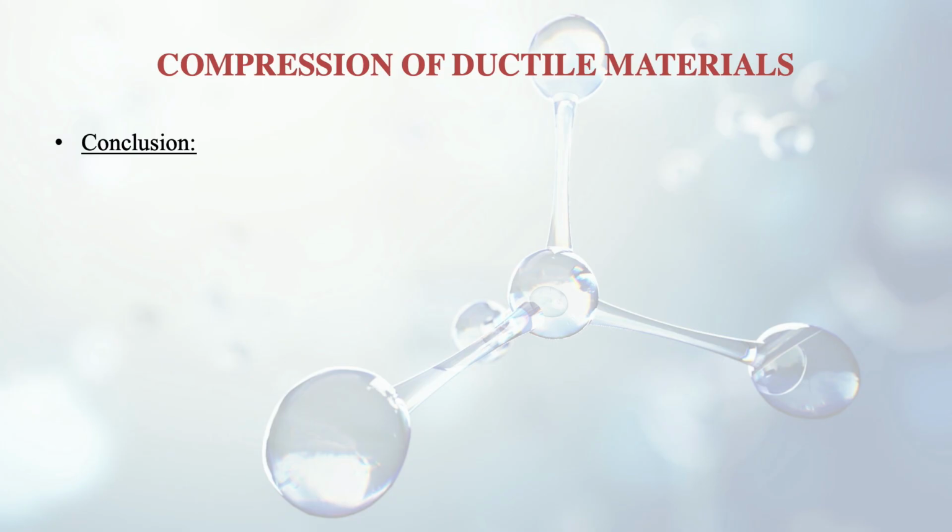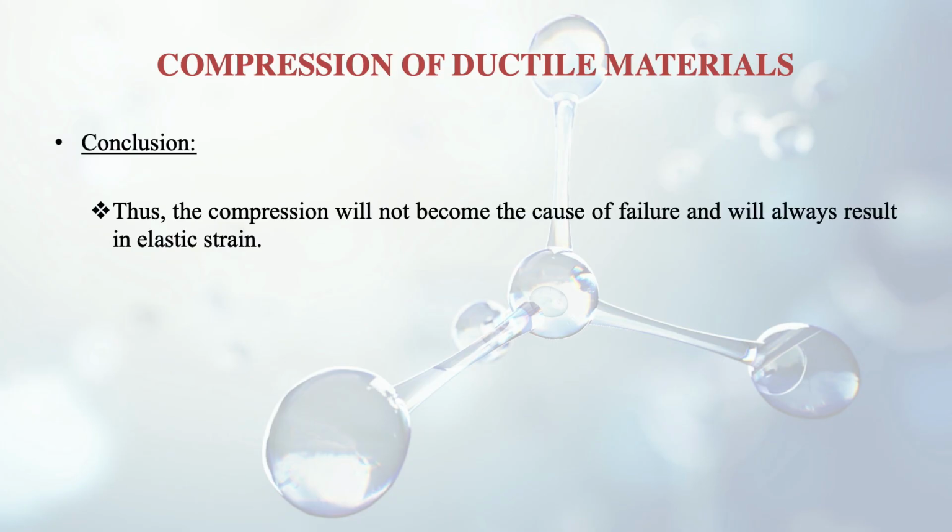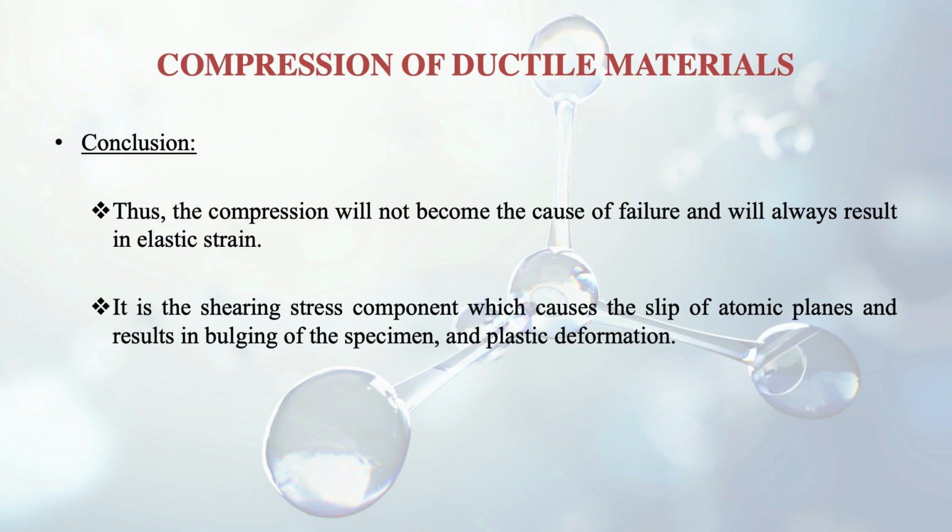And what will be the conclusion? The conclusion is that compression will not become the cause of failure and will always result in elastic strain. It is the shearing stress component which causes the slip of atomic planes and results in bulging of the specimen and plastic deformation. So it's very important that compression will never result in the failure of the material, but the shearing stress component will lead to failure, because the atoms will slip along the planes.